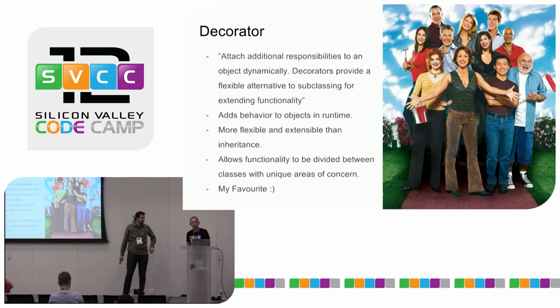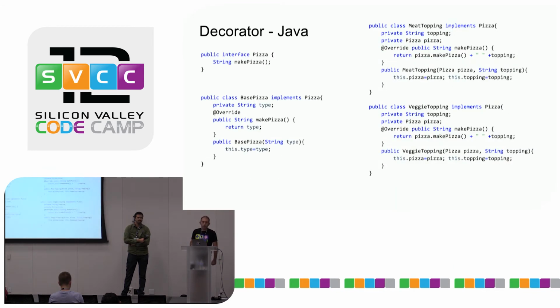Next, the decorator. Decorators are really fun. I really love decorators. I might be overusing them most of the time. Basically, a decorator is a wrapper which wraps the object and adds additional functionality. It's really super powerful and extensible because it can change the behavior at runtime. Let's see an example.